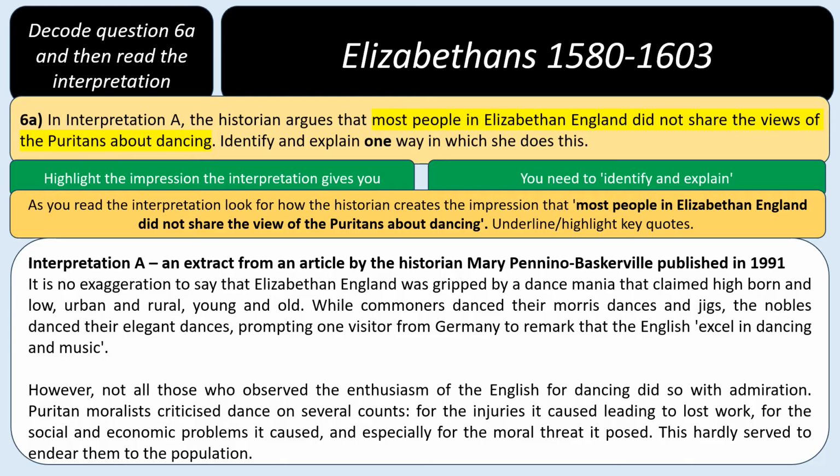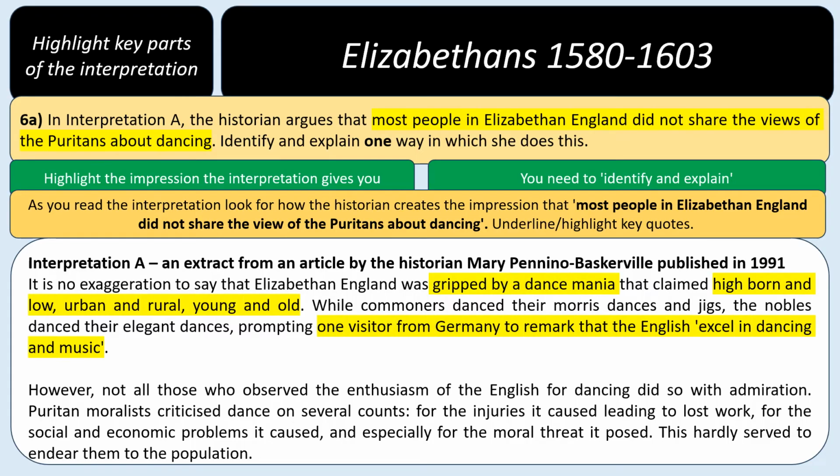It's an extract from an article by the historian Mary Penino Baskerville, published in 1991, and she says, "It is no exaggeration to say that Elizabethan England was gripped by a dance mania that claimed highborn and low, urban and rural, young and old. While commoners danced their Morris dances and jigs, the nobles danced their elegant dances, prompting one visitor from Germany to remark that the English excel in dancing and music. However, not all those who observed the enthusiasm of the English for dancing did so with admiration. Puritan moralists criticised dance on several counts, for the injuries it caused, leading to lost work, for the social and economic problems it caused, and especially for the moral threat it posed. This hardly served to endear them to the population."